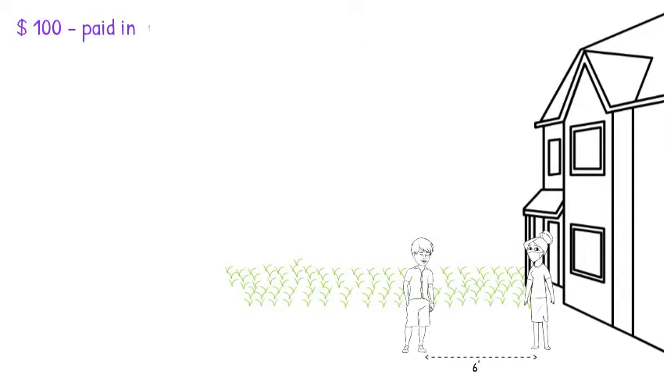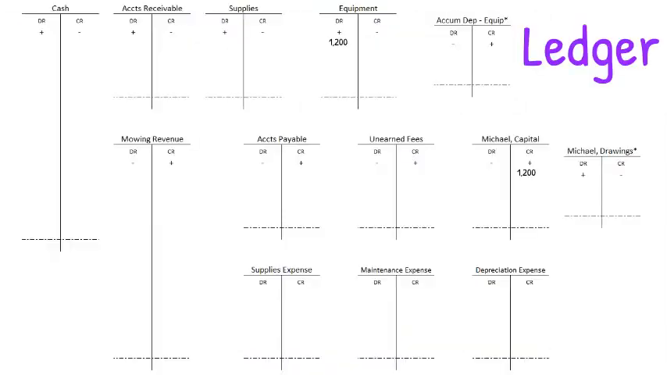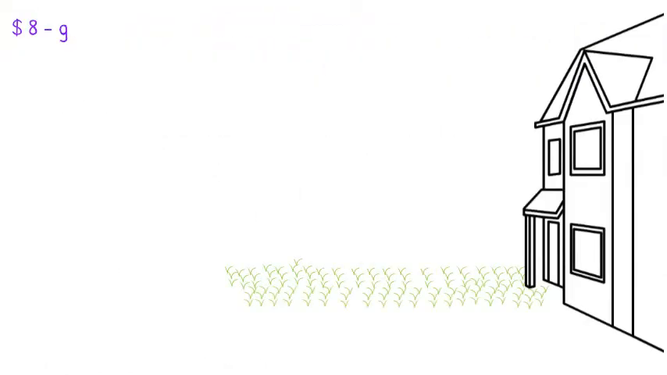Michael talks to his neighbors, and one lady gives him $100 in advance to cut her lawn 4 times during the summer. He records the $100 as unearned fees because he hasn't done the work yet. He spends $8 to fill up his gas can, and then he mows her grass for the first time.